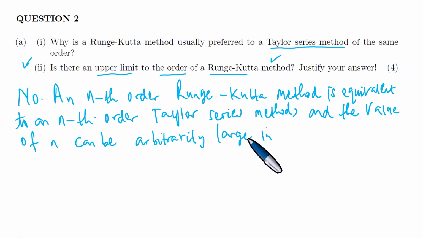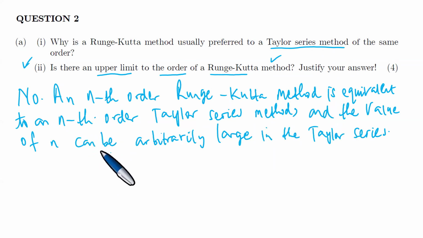In the Taylor series. Well, the short answer to this is a big no. There's no upper limit to the order. By the upper limit, we mean that now with the Taylor, you saw we found the second derivative for the second order, then you find the third derivative for the third order, and then you can go higher and higher up to infinity. And in the case of the Runge-Kutta, no, an nth order Runge-Kutta method is equivalent to an nth order Taylor series method.